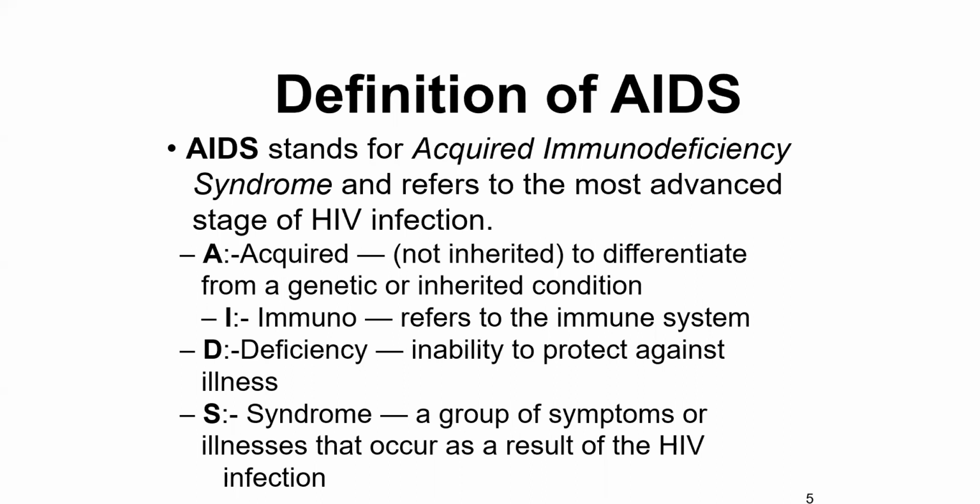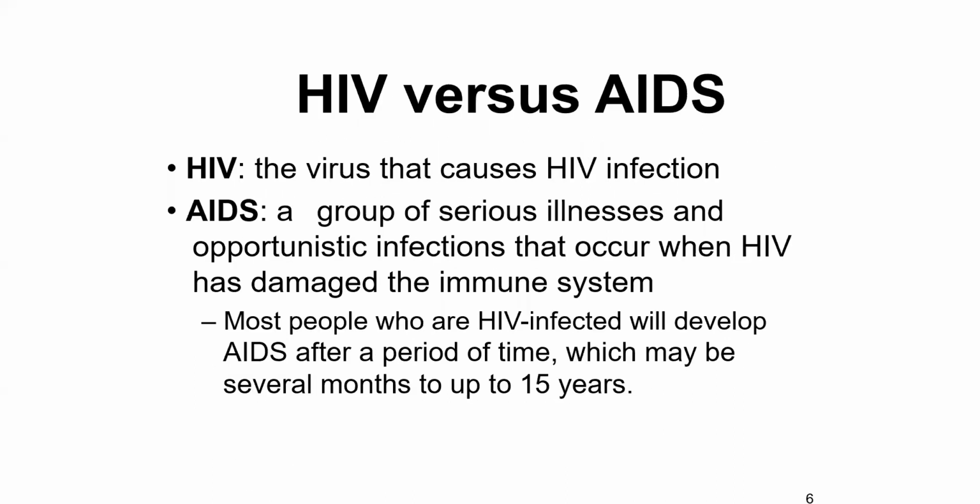Then I stands for immuno, which refers to the immune system. Then D, deficiency. Deficiency just means the body won't be able to protect itself against illness. Then syndrome is a group of symptoms that occur as a result of HIV infection. So that's the meaning of the word AIDS.